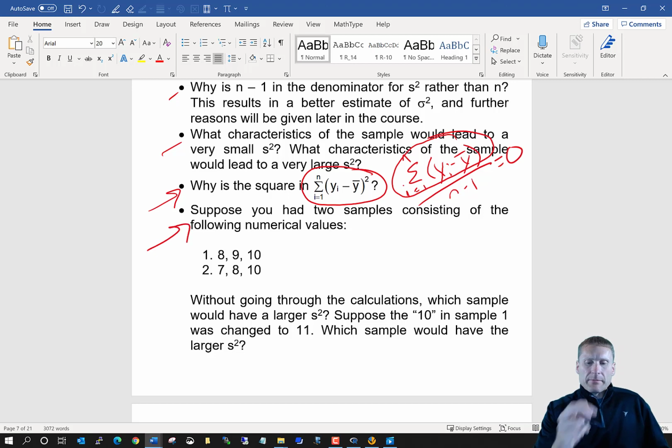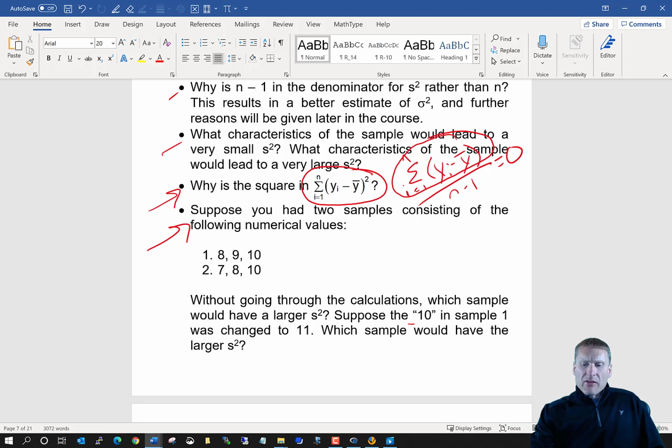Okay, let's look at the next bullet. Suppose you had two samples consisting of the following numerical values: 8, 9, and 10, and then also 7, 8, 10. Without going through the calculations, which sample would have a larger S squared? So again, think about what S squared measures. It measures how much variability there is in your observed values. If you just look at those data values, you should be able to see which one, the first set or the second set, has more variability without actually doing the calculations. So I do want you to do that on your own.